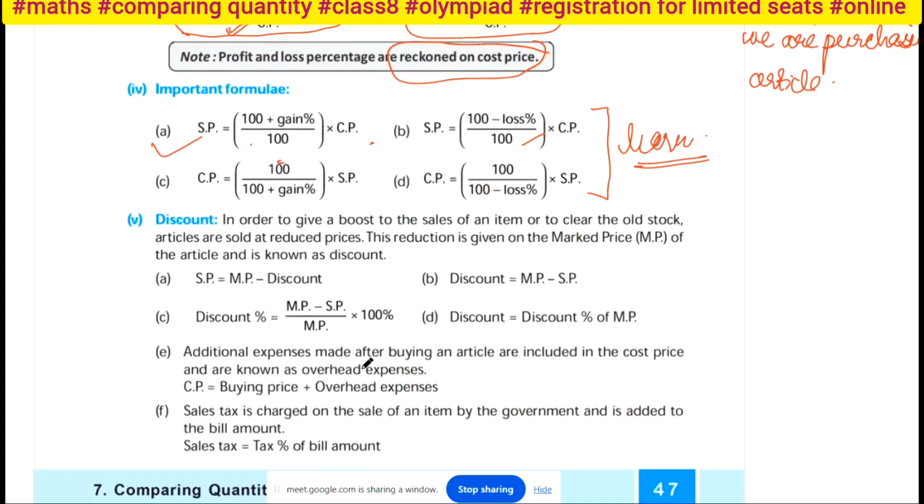Now see, the last point is discount. Discount is what? There is one MP, called marked price. Marked price means what? Whenever you buy some article from a shop, they have written something on it, MP. That is called your marked price. Now you can ask for some discount, you can say okay, you can reduce this amount a little bit, so they give you some amount of discount. But that is not the CP. Marked price is not the CP.